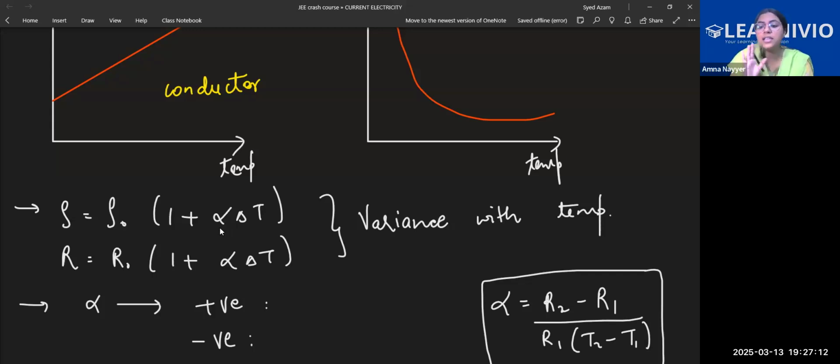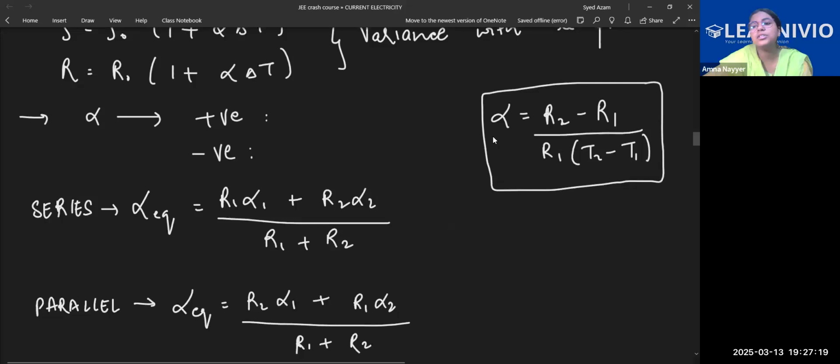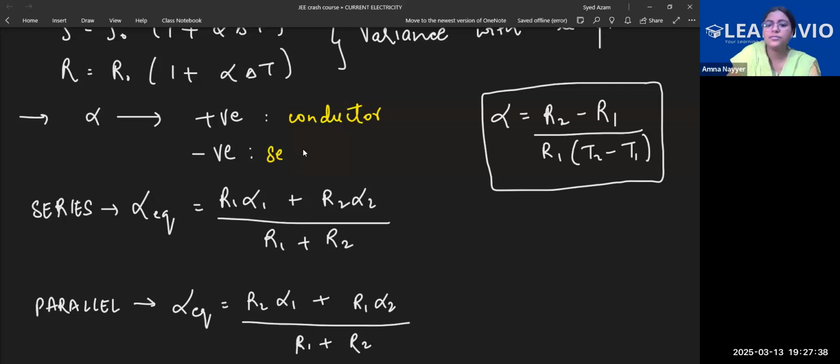Now lots of questions have come from this topic. You need to know some details regarding this coefficient of resistance. When is it positive? For conductors, the first graph which we have seen, the value of alpha is positive, and the value of alpha is negative for semiconductors or insulators.